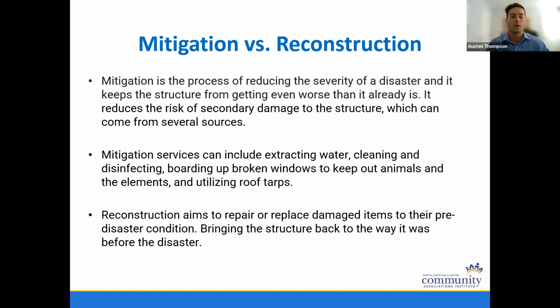Now, going over to the reconstruction side, this obviously happens after mitigation. This is aimed to repair or replace the damaged items to their pre-disaster condition. So it's pretty straightforward. We're going to come out and provide what we call 3D Matterport scans. Then from there, we'd be able to provide a repair estimate to bring the structure back to the way it was before the disaster.